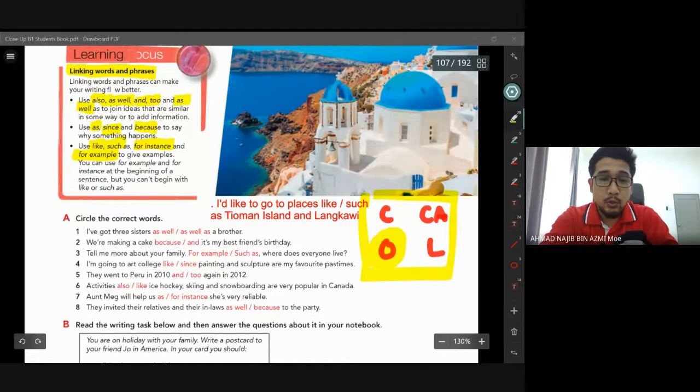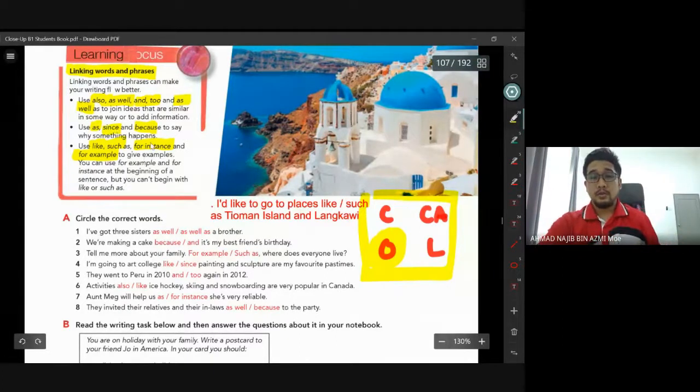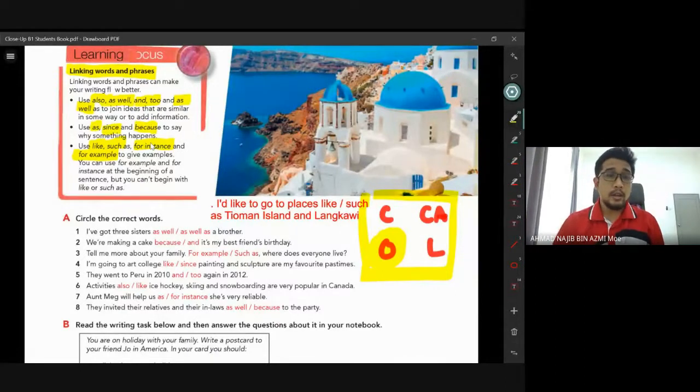Cara kamu susun karangan kamu tu. So the more of these that you use, dan bukan guna banyak kali benda yang sama tau. Asyik and, because. Dia nak kita variasikan penggunaan linking words ni. Okay, vary your linking words. V-A-R-Y, bukan V-E-R-Y.